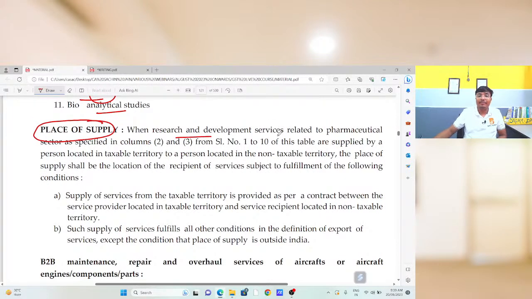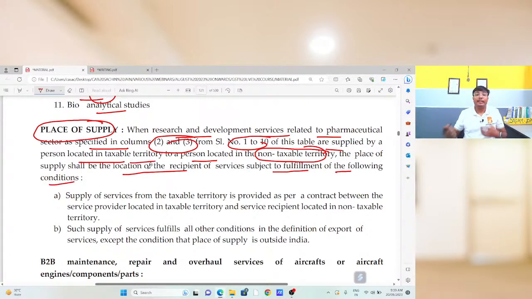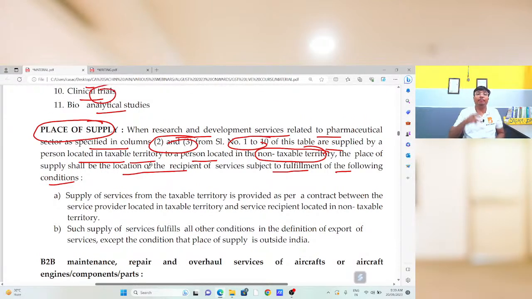When research and development services related to pharmaceutical sectors, as specified in columns 2 and 3 of serial numbers 1 to 10 of this table, are supplied by a person located in taxable territory to a person located in non-taxable territory, the place of supply shall be the location of the recipient of service, subject to fulfillment of certain conditions. That means, suppose on the basis of research and development a pharmaceutical drug is innovated by an Indian pharmaceutical agency, and they are going to provide that R&D related service to outside India.